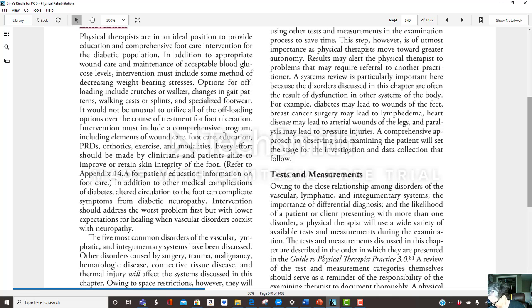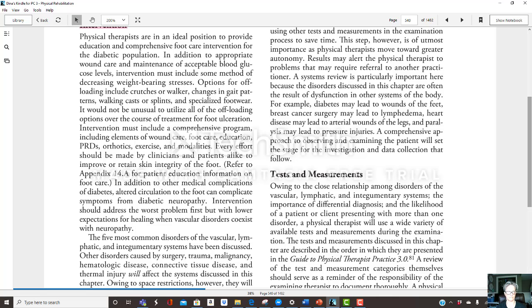Intervention. Physical therapists are in an ideal position to provide education and comprehensive foot care intervention for the diabetic population. In addition to appropriate wound care and maintenance of acceptable blood glucose levels, intervention must include some method of decreasing weight-bearing stresses. Options for offloading include crutches or walker, changes in gait patterns, walking casts or splints, and specialized footwear. It would not be unusual to utilize all of the offloading options over the course of treatment for foot ulceration.